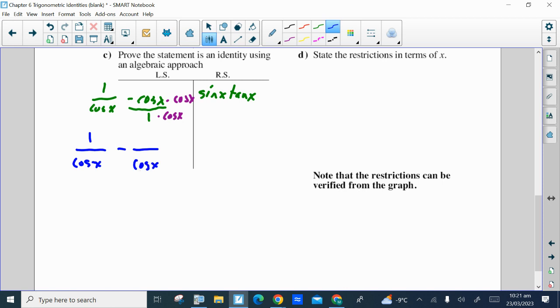So multiplying the bottom, the 1 by cos x gives me cos x. The top, when I multiply cos x times cos x is cos squared x. So I've got a common denominator here. The numerator will be 1 minus cos squared x all over my common denominator of cosine x.